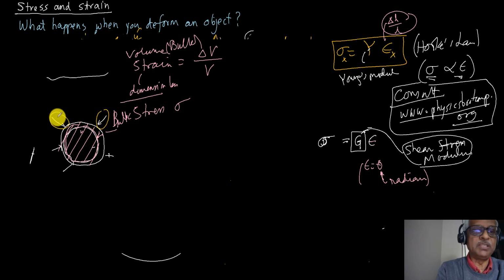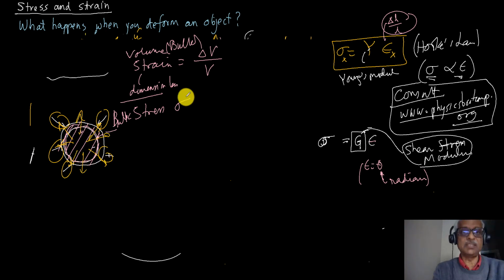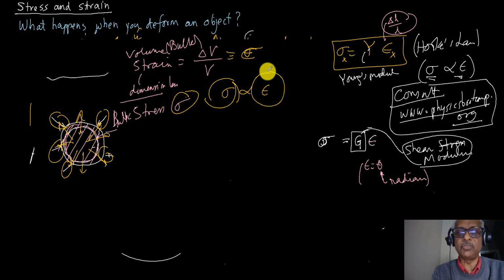So sigma will be the opposite of these forces from outside. So this stress will be pushing outward against whatever is pushing it in. So here it will be water, so this will be pushing back on the water. So this stress, we'll just call it sigma, and again we'll call this epsilon. So sigma will again be proportional to epsilon. This is the bulk stress, and this is the bulk strain.